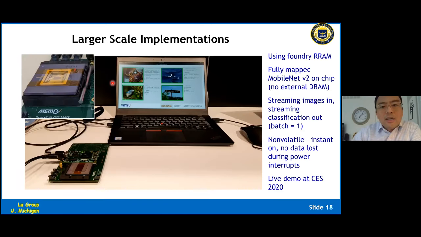Another interesting progress we made is through another startup we founded in 2019, where we built a silicon chip that implements these kinds of models. This was demonstrated live at CES, back when CES was still possible before the coronavirus pandemic. It was demonstrated in January 2020, showing that you can achieve this. This is using TSMC RRAM, and you can do that very reliably.